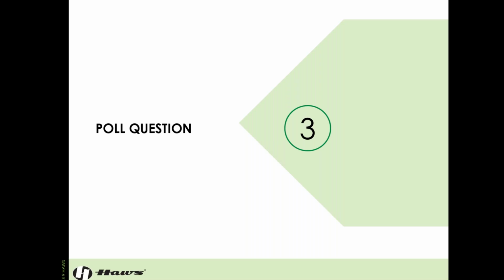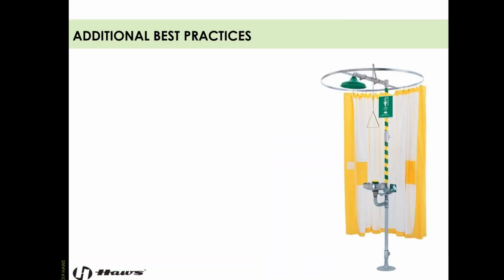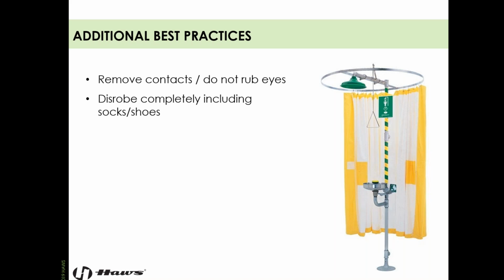Okay, thank you, everybody. Last of the additional best practices before we move on. Remove contacts. Don't rub your eyes, right? You're gonna make it so much worse, and your contacts can trap contaminants. Disrobe completely, including your socks and shoes. It's not time to get shy. If you need to use a piece of emergency equipment, you gotta be in your birthday suit. This is to make sure that no contaminants are getting trapped between your clothes and continuing to cause you harm.